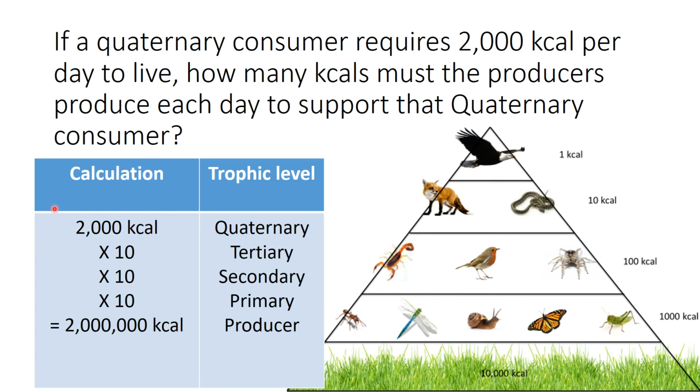Here we have the calculations. 2,000 times 10 times 10. I'm going down each level, as you see there. I'm sorry, let me rephrase that. I would need 2 million kcals from the producer to support 2,000 kcals of quaternary.